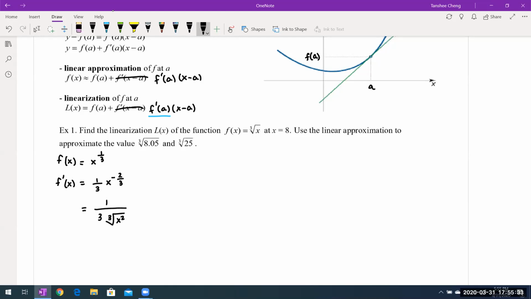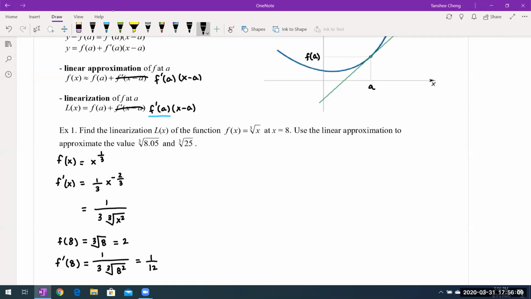To find the linearization function, first I need the point, so what is the function value at 8? That is cube root of 8, which is equal to 2. And what is the slope of the tangent line at 8? That is f prime of 8, which equals 1 over 3 times cube root of 8 squared. That is 4 times 3, so 1 over 12.